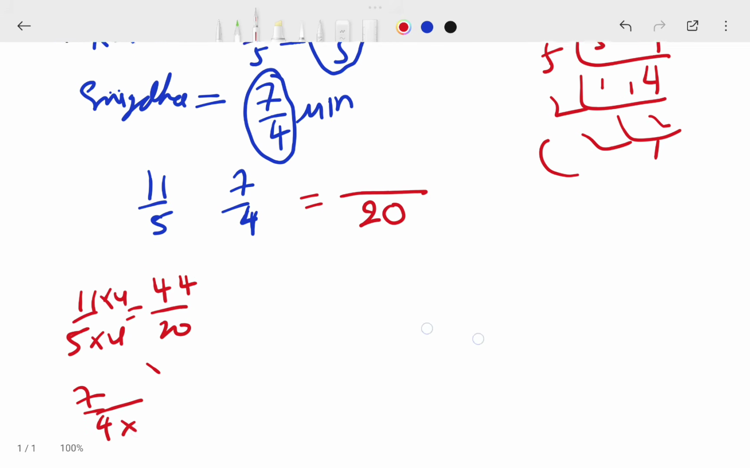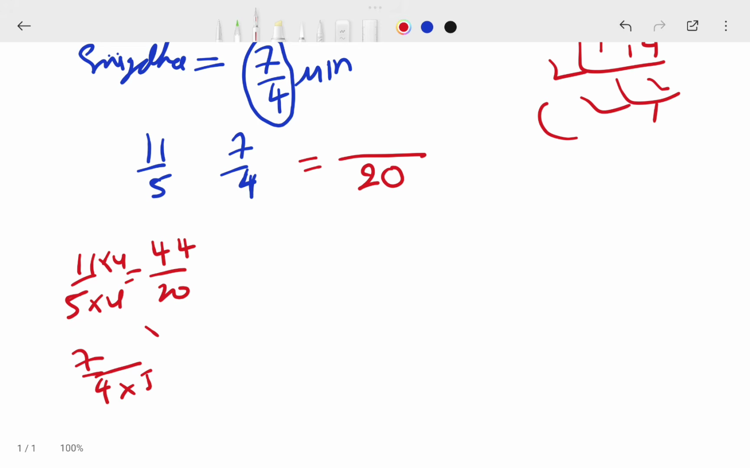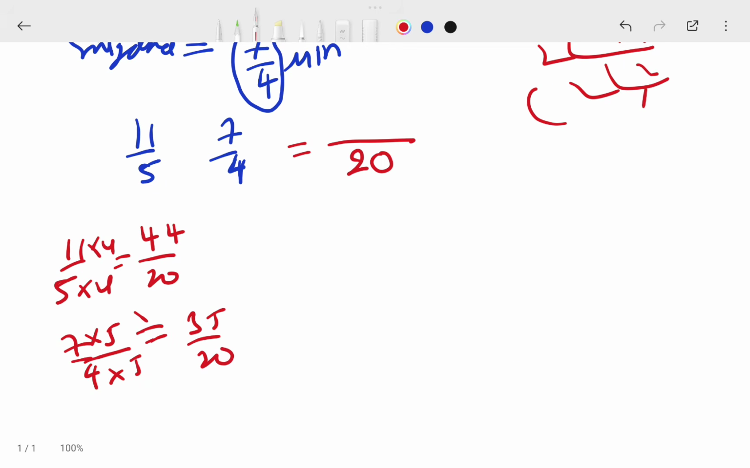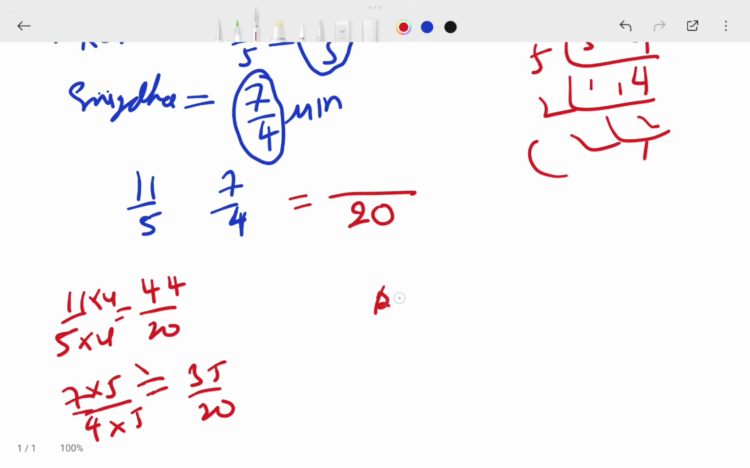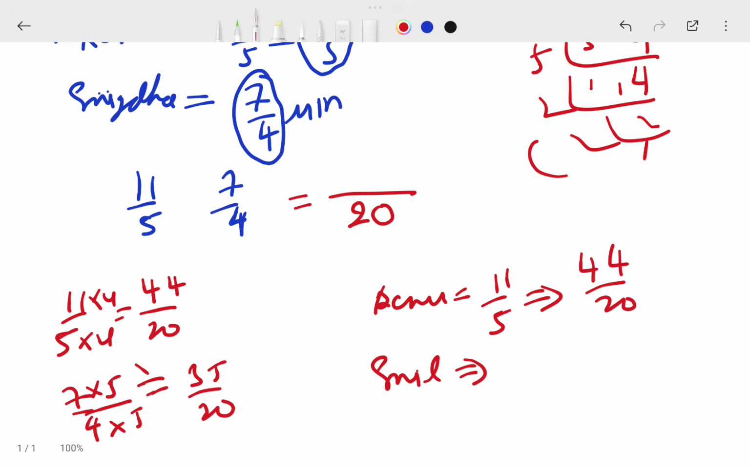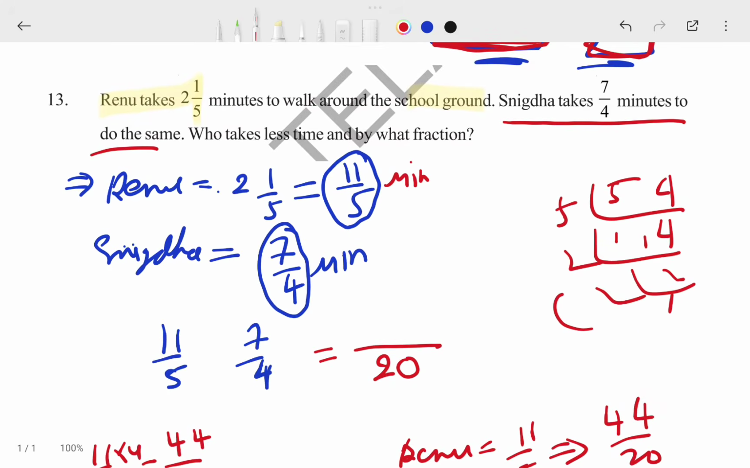You will say, sir, it is in the 5 times. Okay, so it is going to be 5. So when you do this one, it is going to be 35 by 20. Generally here we are looking at the girl named Renu, who is going by 11 by 5 minutes, which is totally 44 minutes by 20 minutes. And the other girl, Sindha, is going with 7 by 4, which is approximately 35 by 20. So the answer is, who takes less time fractionally.